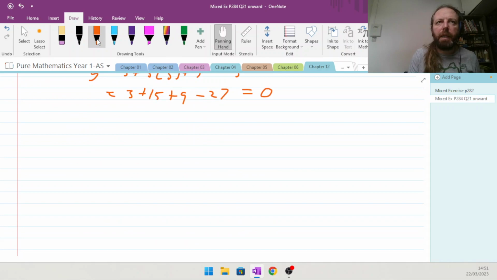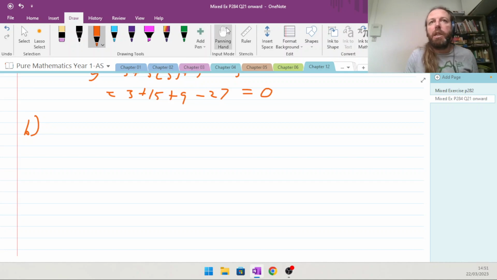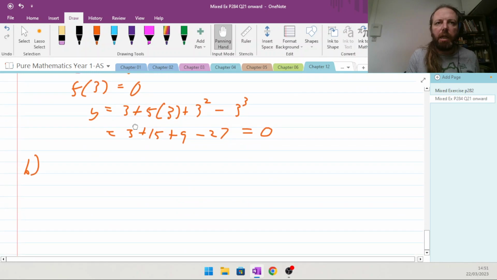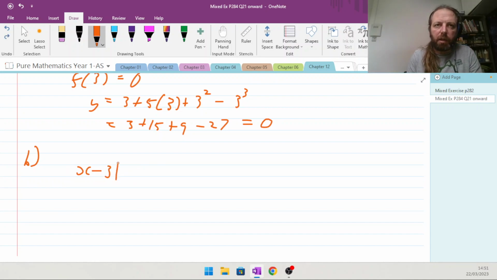Part B. Okay, 1 mark, so yes. Using calculus and showing all of your work, find the coordinates of A and B. So we need to find the other root here, and we need to find B there. So we are going to start with doing a division of x minus 3 into the original equation.